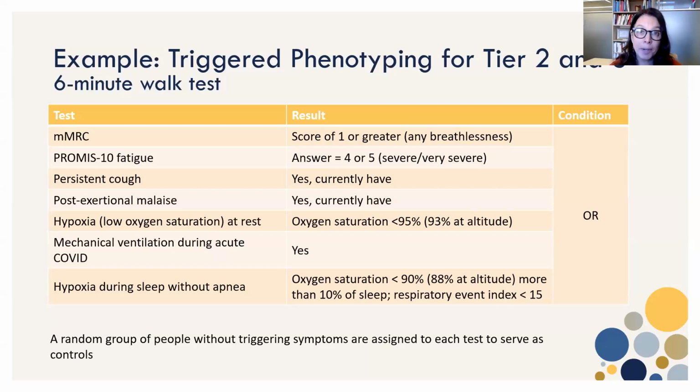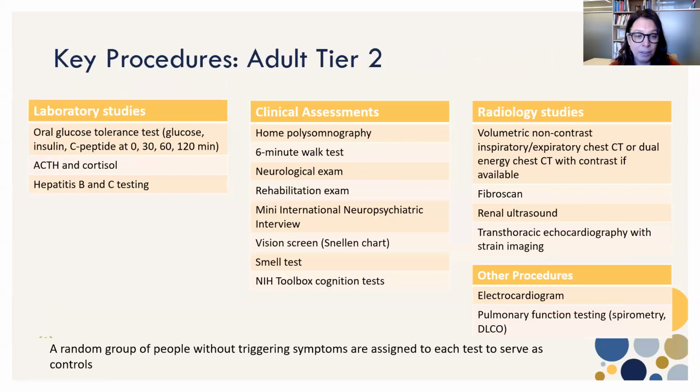In addition, we offer a random sampling of people who don't have these conditions an opportunity to take a 6-minute walk test. So on the next slide, you can see a list of all the Tier 2 tests that are offered to people with relevant symptoms of their own. Of course, the symptoms for the 6-minute walk are different from the symptoms for, for example, a smell test, but each of them is offered to people who have symptoms that might be understandable with those tests. We collect laboratory tests, we do clinical assessments, as you can see here, we collect radiology studies and other procedures such as pulmonary function testing. And again, a random group of people who don't have the relevant symptoms are also asked to take these tests.